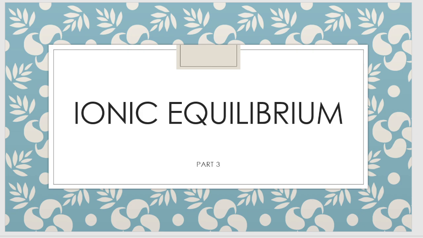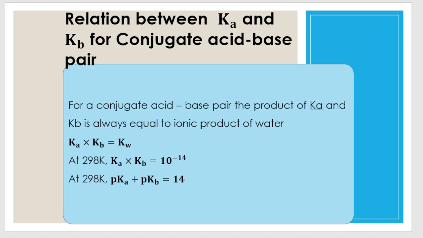If we consider the conjugate acid base pair. What is a conjugate acid base pair? The pair which differs by a proton. H plus is nothing but the conjugate acid base pair. Right? Now, what is the ionic product of water? Ionic product of water is nothing but H plus ion concentration into OH minus ion concentration. All this we discussed in the second part, right?